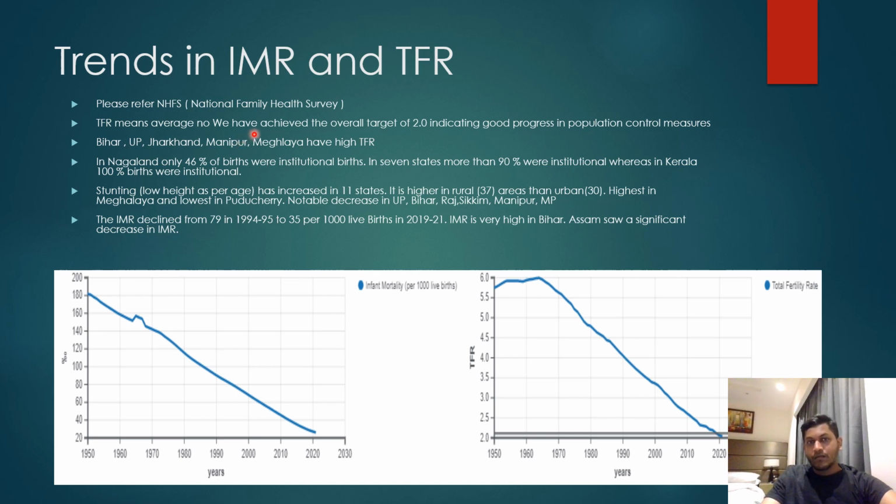Now, as I said, we have reached till 2. Okay, so roughly around 2 we are, but we have to further reduce it. And here you can see the two graphs. One is infant mortality rate. So infant mortality rate has been continuously falling. So infant mortality rate क्या होता है कि when per 1,000 live births are happening, how many of the infants are not able to survive?